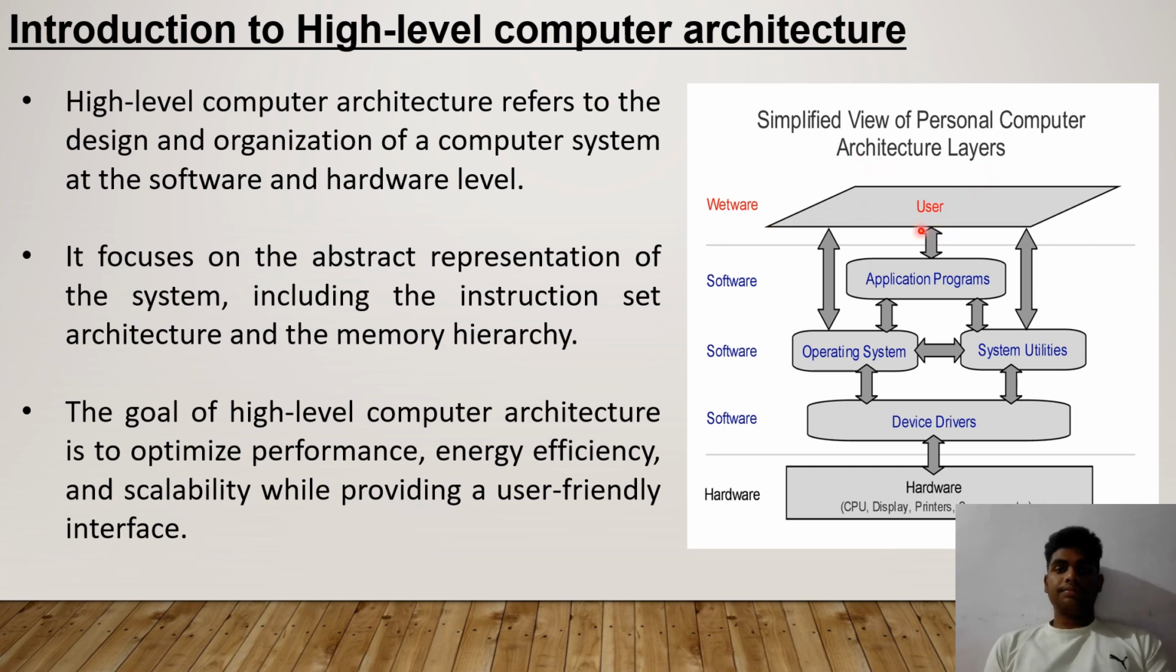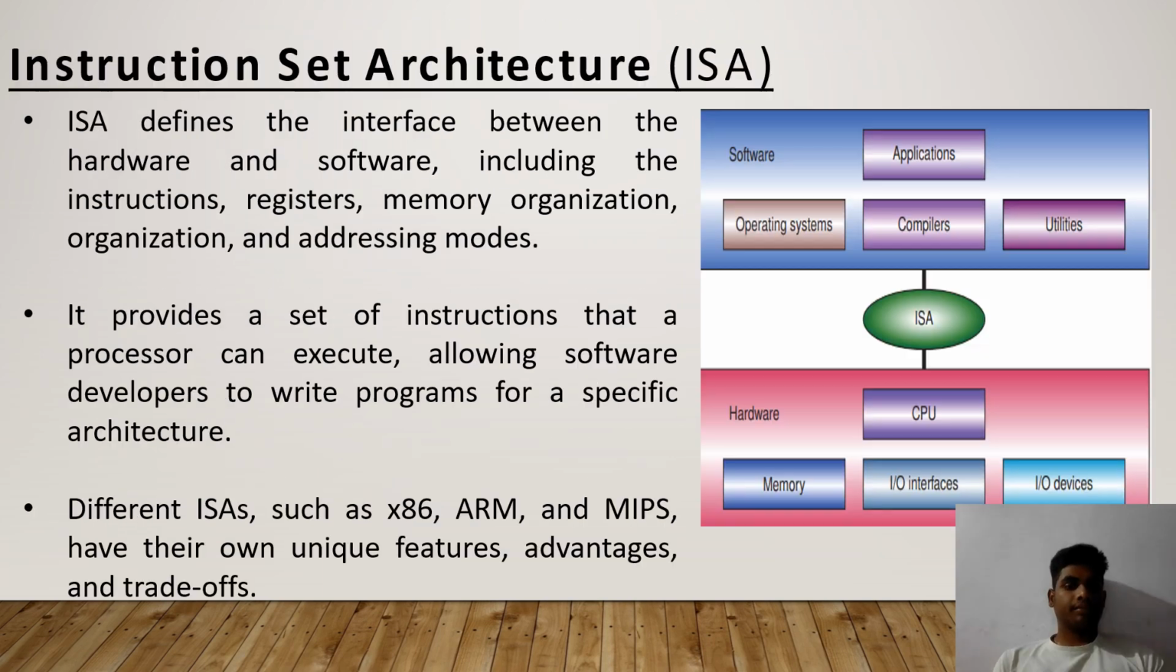The software layer has user software, application programs, operating system, utilities, and device drivers. The hardware layer contains hardware systems like CPU, printers, displays, and other hardware examples.